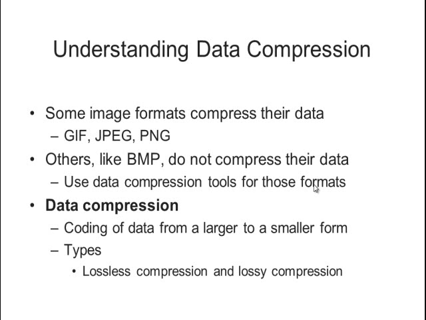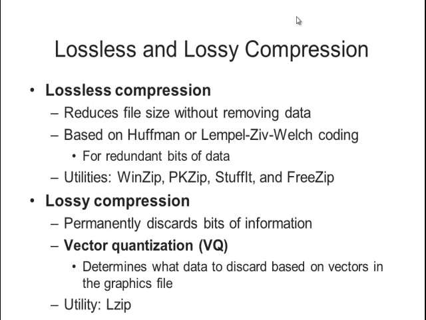Data compression is the process of coding data from a larger to a smaller form. Graphics files and most compression tools use one of two compression schemes, lossy or lossless. Lossless compression and lossy compression.